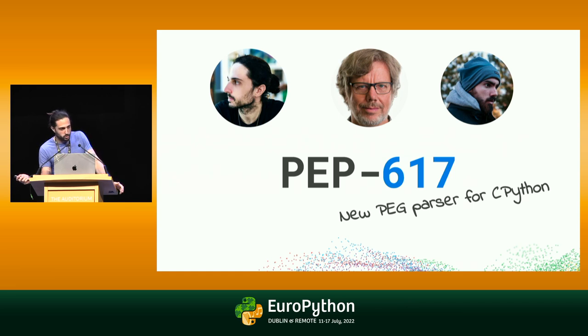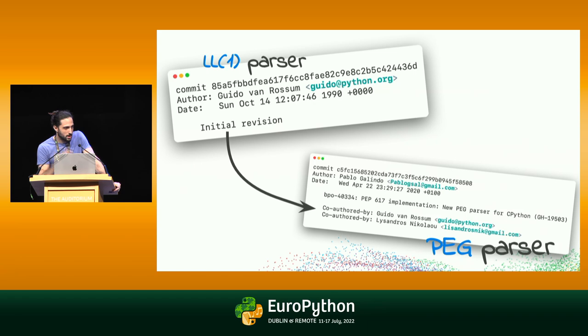The parser that was there before, if you check the commits, the first parser that we have, was an LL1 parser, which is a kind of parser. It's not important what the difference is. But if you see the dates over there, the first parser was basically committed in 1990, and the PEG parser was committed in 2020. So the previous parser was there for almost 30 years.